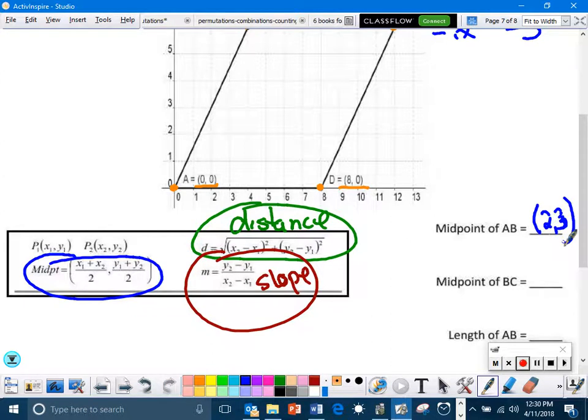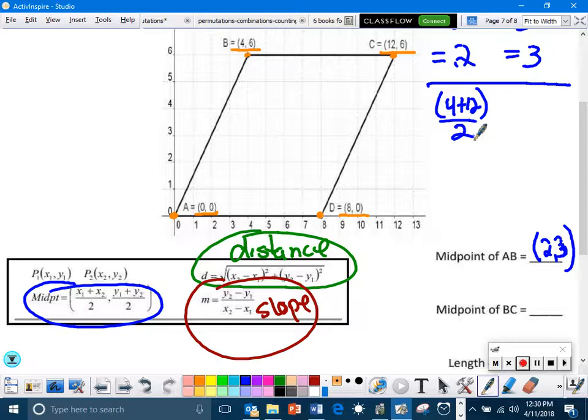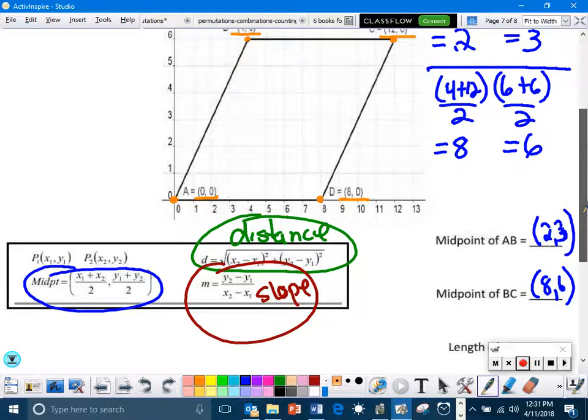Okay, now I'm going to do the midpoint of BC. So the midpoint of BC would be 4 plus 12 divided by 2, and 6 plus 6 divided by 2. So this would be 8. This would be 6. Okay, that's the midpoint.